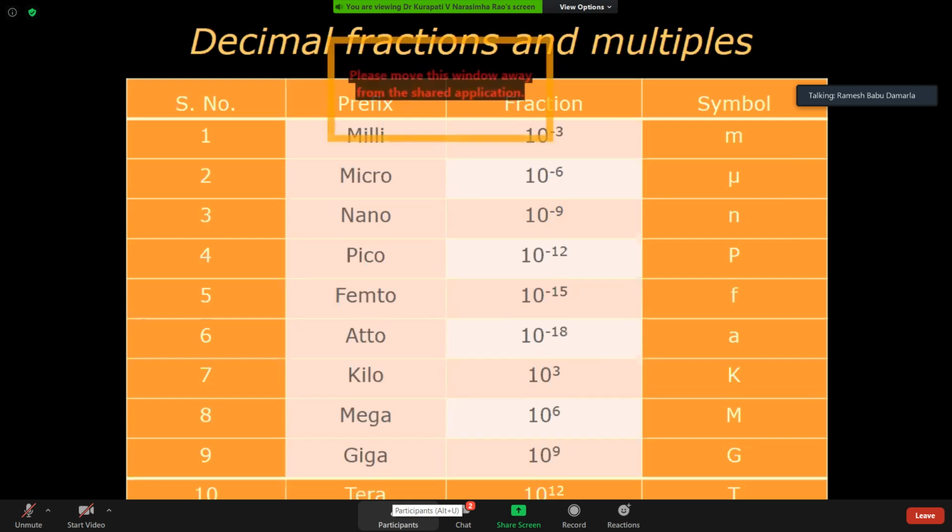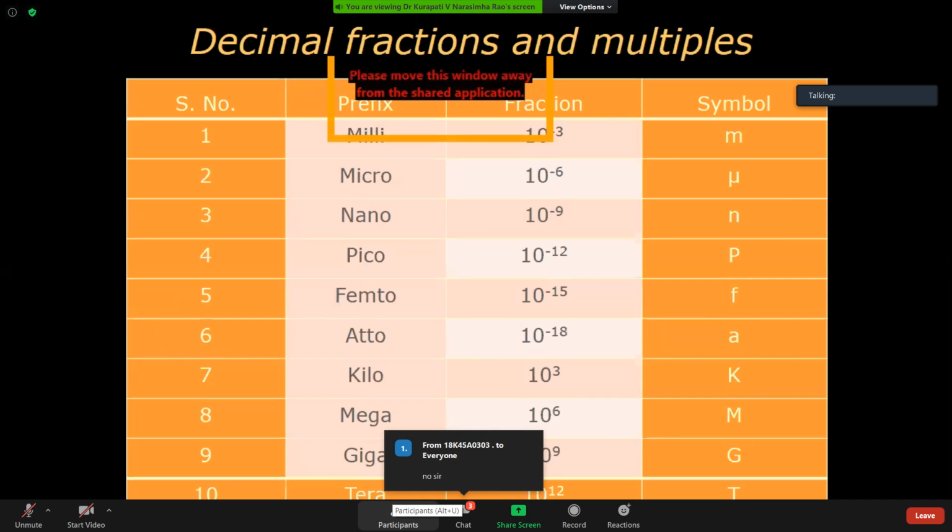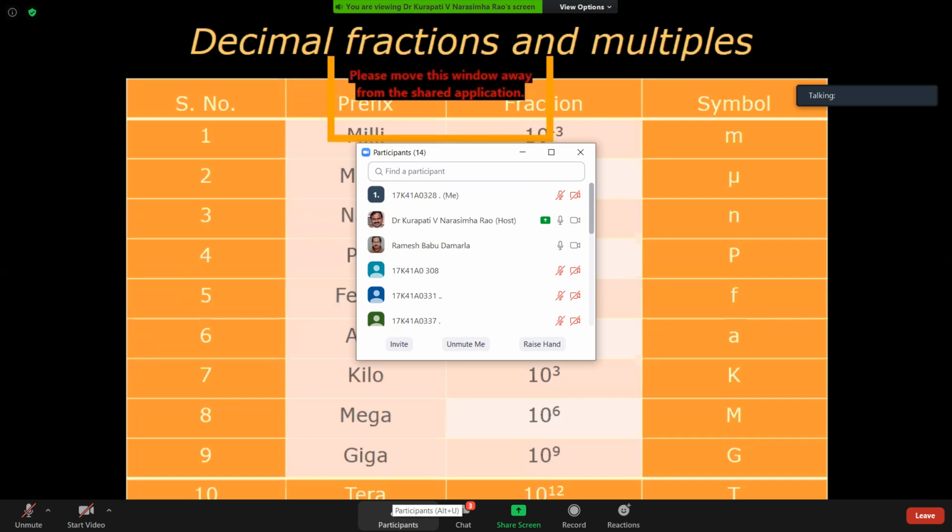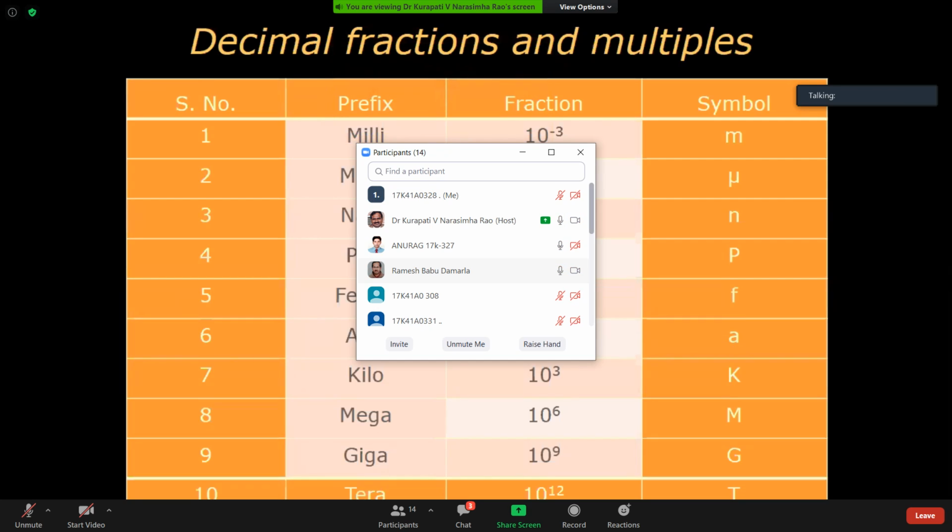Anurag, who are all there in the class? May I know the names? Names, sir. I'm not aware of the names, sir. Seeing their roll numbers, I cannot see the names. Please ask them to respond on themselves.